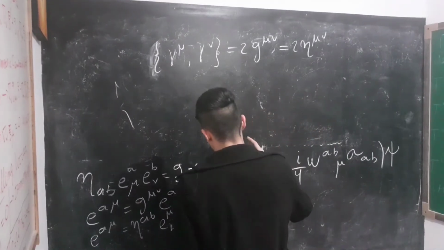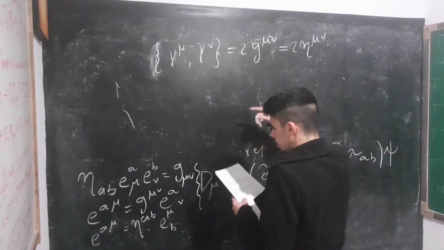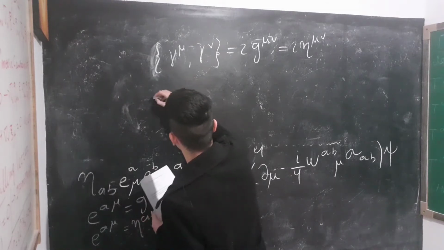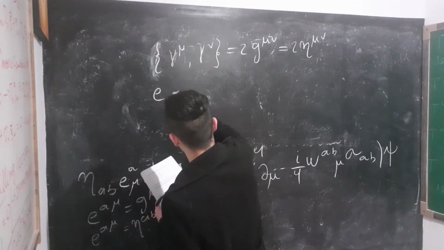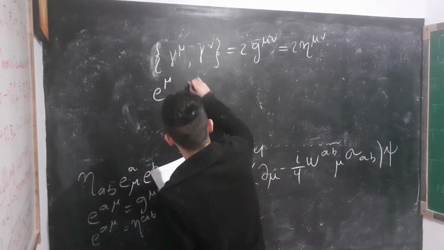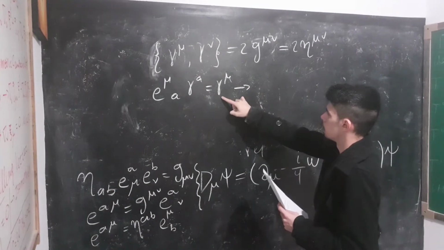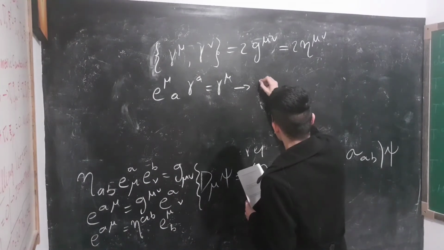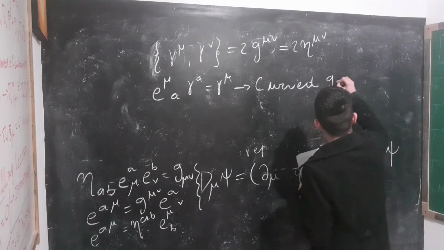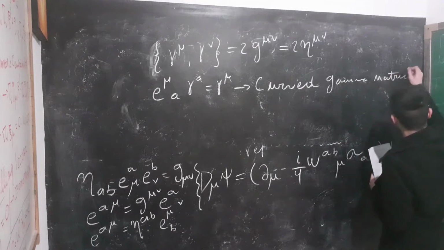The tetrad is relevant here because the solution to this anti-commutation relation can simply be written in terms of the ordinary gamma matrices using the tetrad. So e mu A gamma A is equal to gamma mu, and these new gamma matrices are called the curved gamma matrices, right?